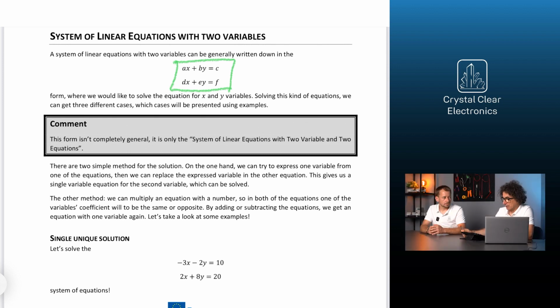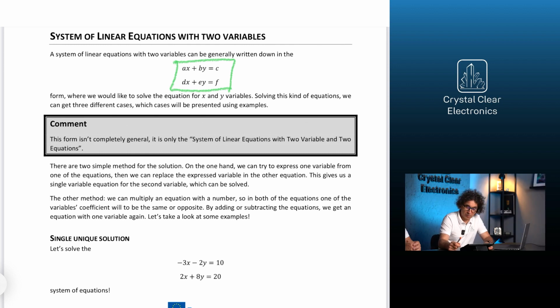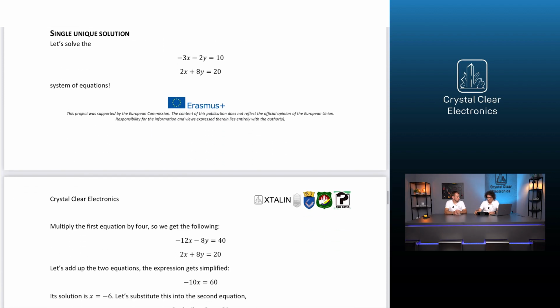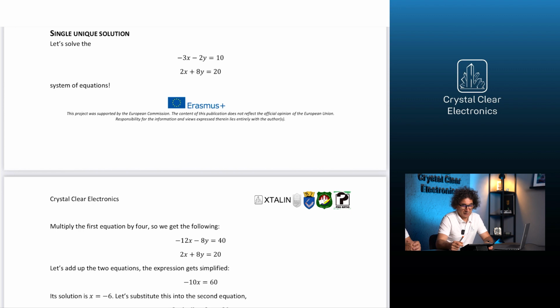The other method: we can multiply an equation with a number, so in both of the equations, one of the variable's coefficients will be the same or opposite. By adding or subtracting the equations, we get an equation with one variable again. Let's take a look at some examples.